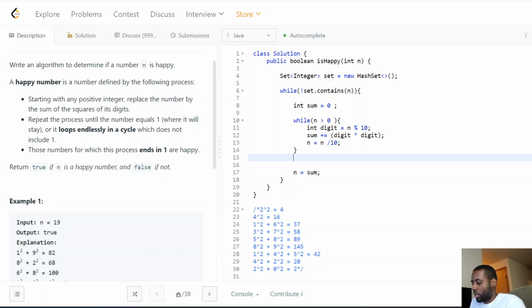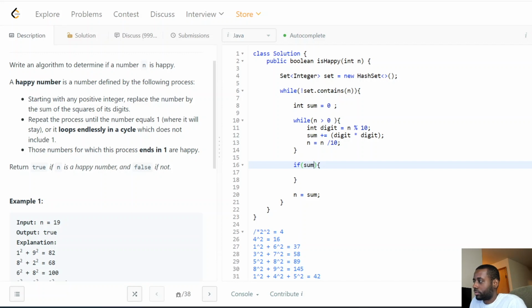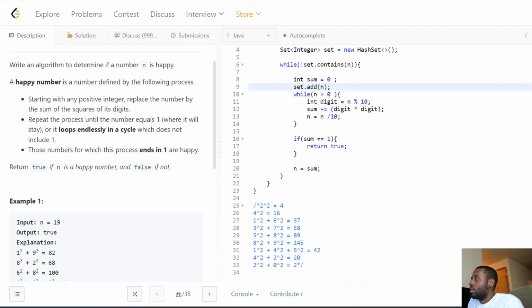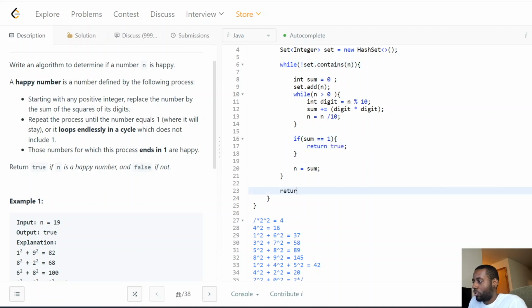So before we do that, we're gonna do a check here, guys. If the sum equals 1, if after squaring all the digits and adding them up it equals 1, then we know that this is the state we're looking for, true. What we also need to do, as we're visiting the state, is add it to the set so we don't end up in a loop, like we said. So we're gonna add n to it. And if we are in some kind of loop and never hit this condition, we exit and return false. It means there's a loop and we don't have a path to 1.